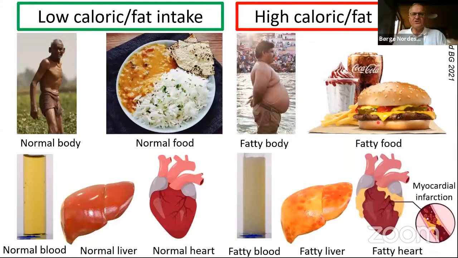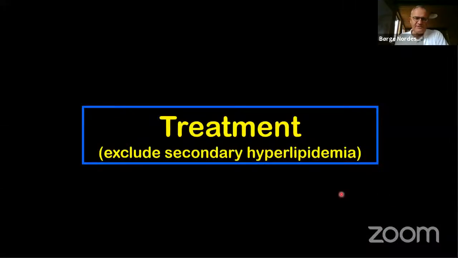And here I try to show it very simply so that anybody can understand it. If you have a low caloric fat intake, like this Indian meal, then you will look like this, and you will have normal blood, you will have normal liver, and you will have a normal heart. If you have a high caloric fat intake and you look like this, you probably eat something along these lines, then you have fatty blood, then you will also have fatty liver, and then you will also have fatty heart and thereby myocardial infarction.